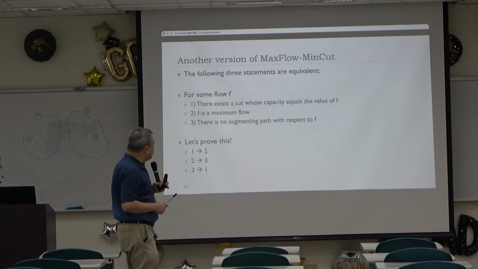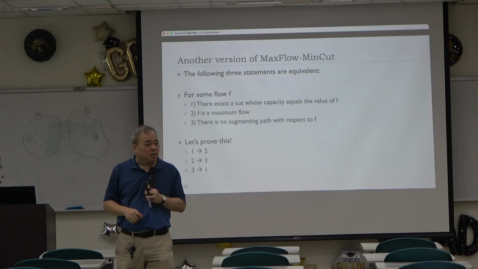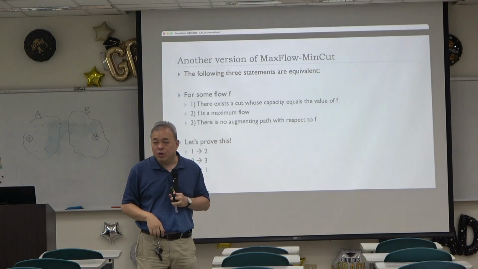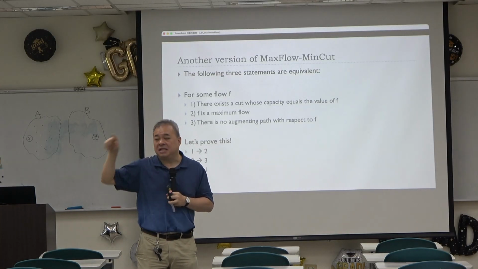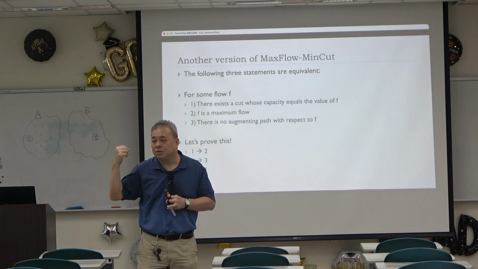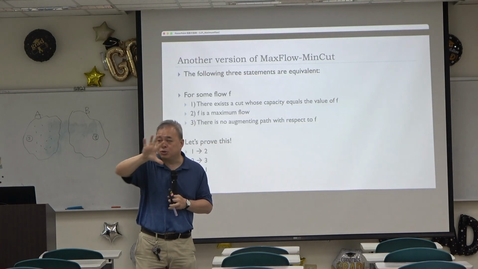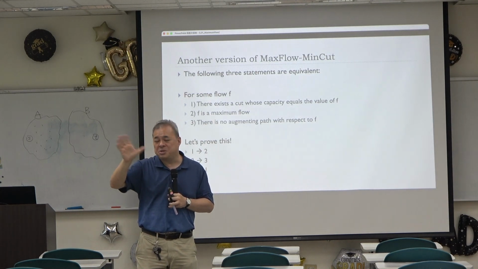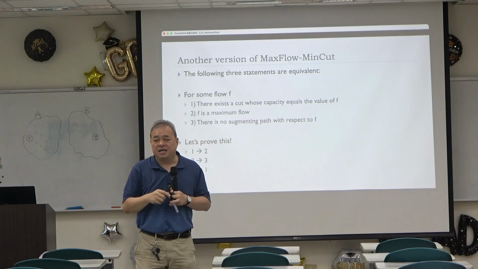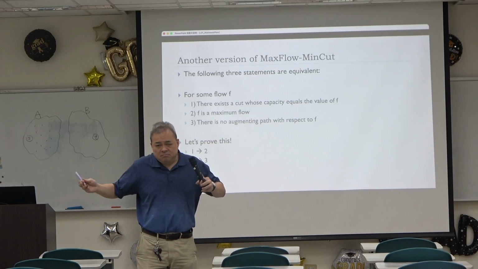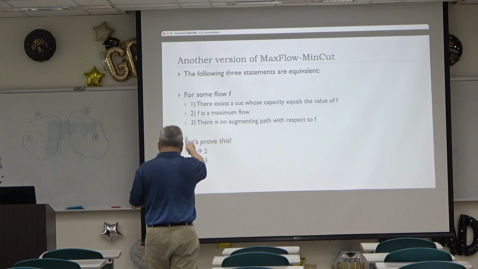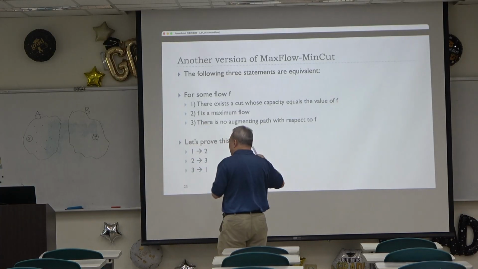And because there's no augmenting path, you must not be able to reach from source to sink. If you are able to reach from source to the sink, by either depth first search or breadth first search, using the residual graph, something's wrong. That means there is an augmenting path available, right?